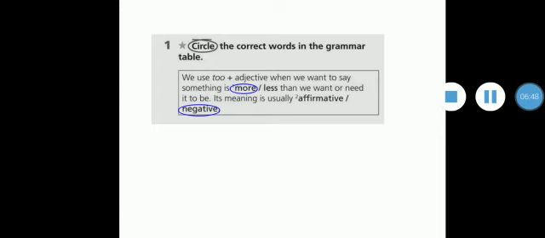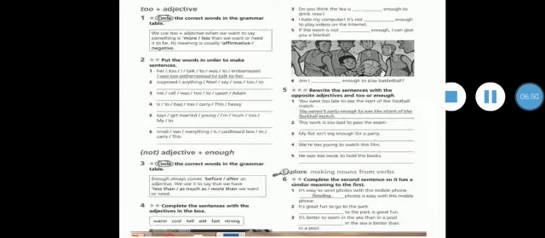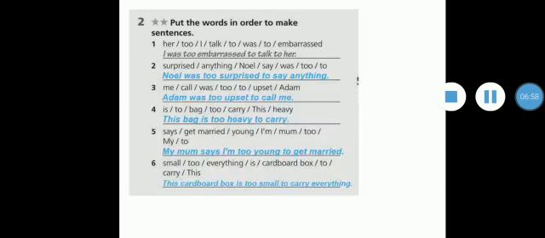Exercise number 2. Put the words in order to make sentences. We're going to order these words to form sentences. Number 1. I was too embarrassed to talk to her. Number 2. Noel was too surprised to say anything. Adam was too upset to call me. This bag is too heavy to carry.